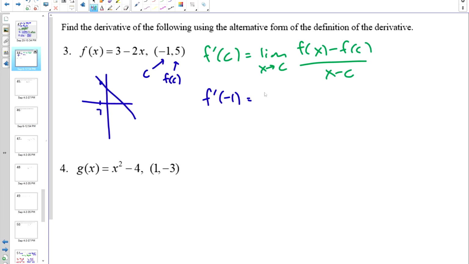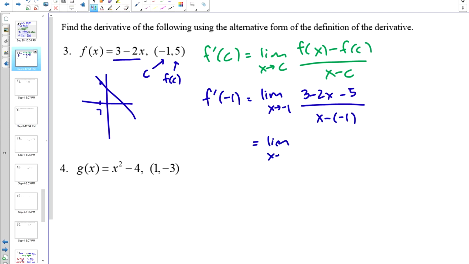All right, so the way you do that is you take the limit as x goes to c, which is negative 1 here, of f of x, but f of x is 3 minus 2x, minus f of c, which we know is 5, divided by x minus c, so x minus, and we know c is negative 1. This becomes the limit as x goes to negative 1 of negative 2x minus 2 over x plus 1, which is the limit as x goes to negative 1.